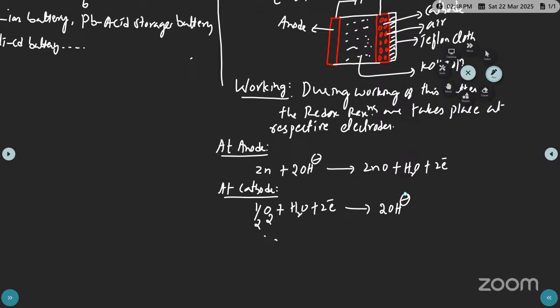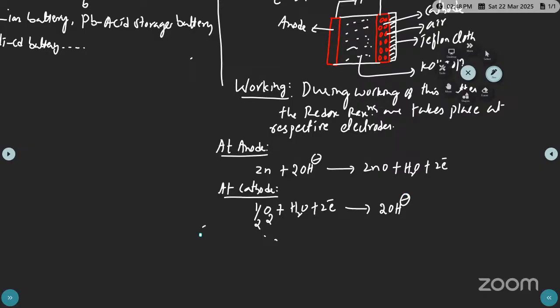So see the balancing equation. How many oxygens are there? After the reaction, 2. Before the reaction, half into 2, so 1, 1, 2. How many hydrogens? 2 hydrogens. So like that, it is balanced.